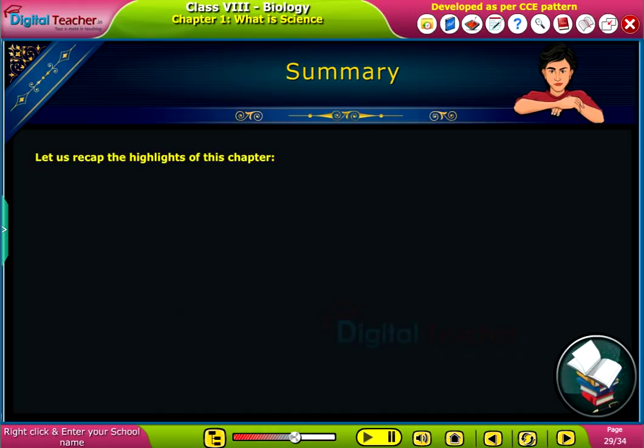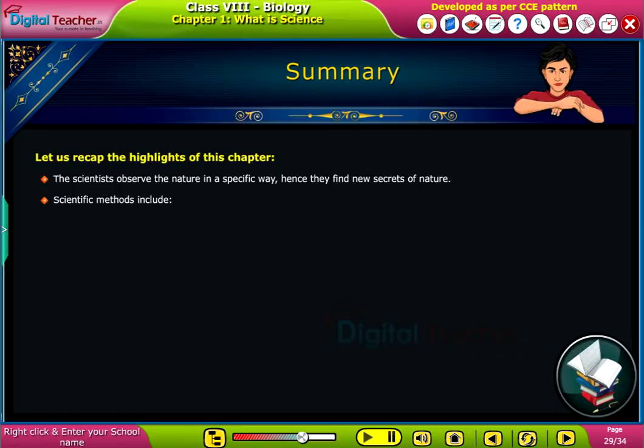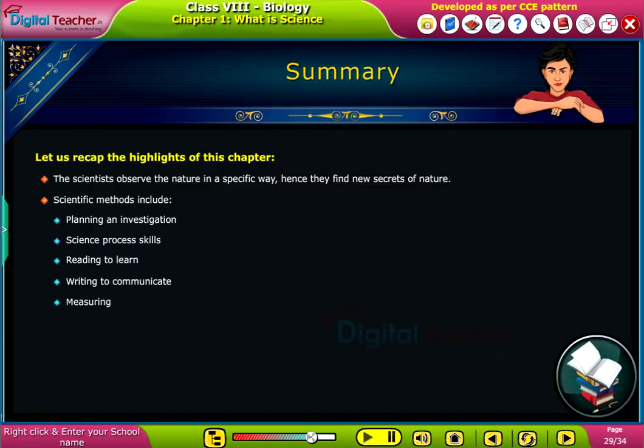The scientists observe the nature in a specific way. Hence, they find new secrets of nature. Scientific methods include planning and investigation, science process skills, reading to learn, writing to communicate, measuring.